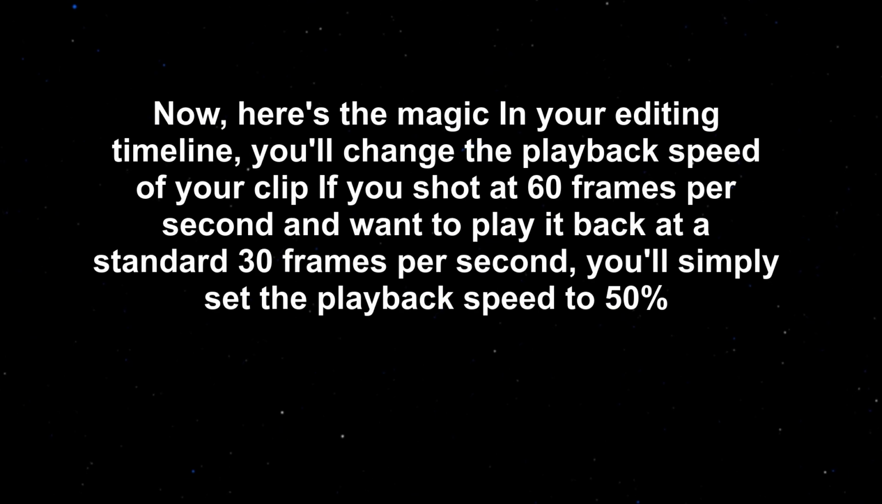If you shot at 60 frames per second and want to play it back at a standard 30 frames per second, you'll simply set the playback speed to 50%. If you shot at 120 frames per second and want to play it back at 30 frames per second, you'll set the playback speed to 25% for an even more dramatic effect.